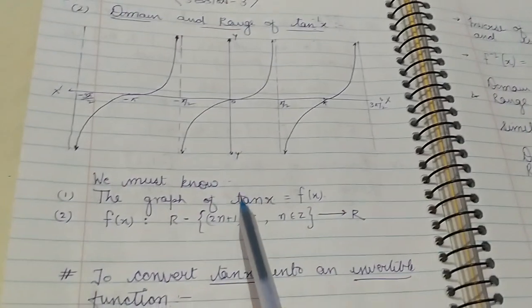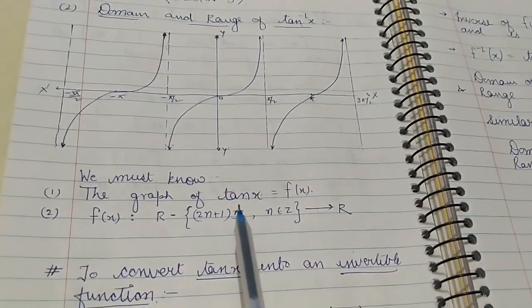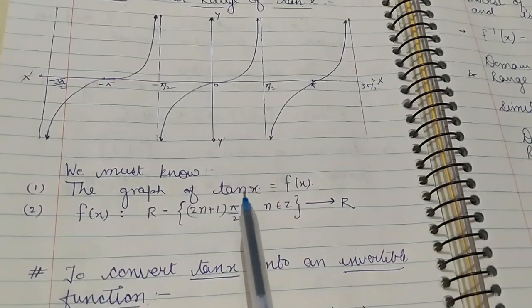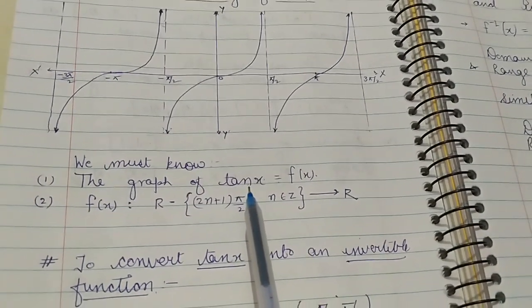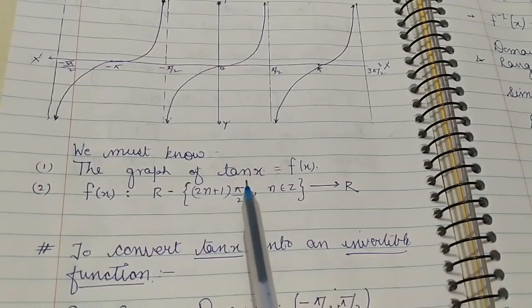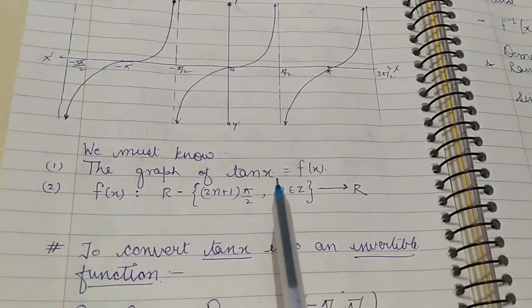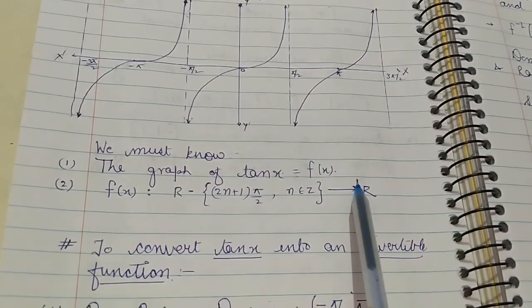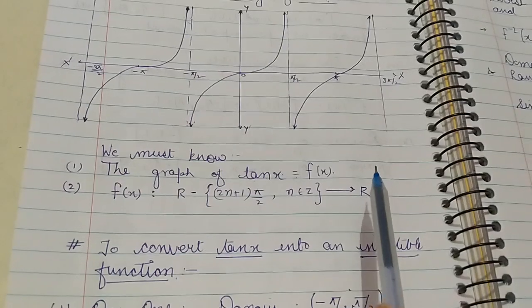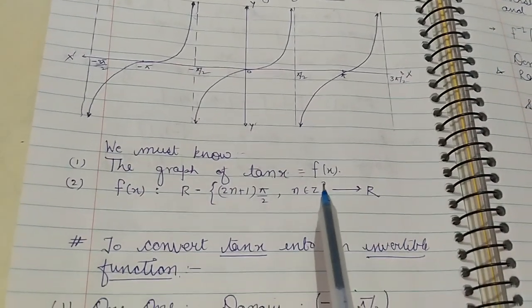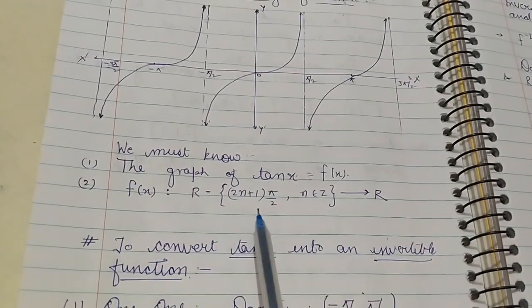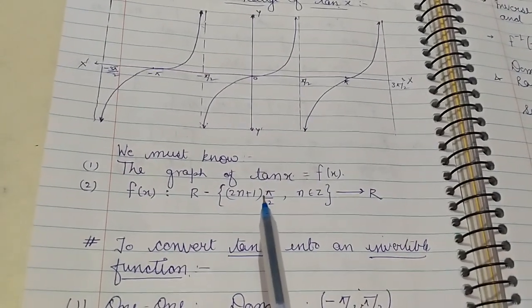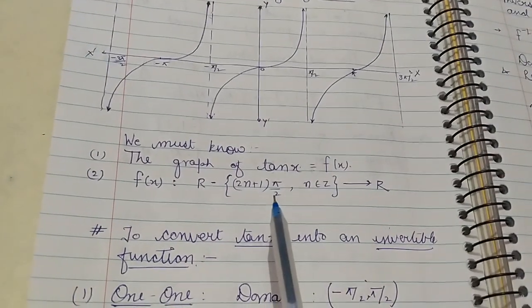Now we want to convert this function into a bijective function, and we know that a function is said to be bijective if it is one-one and onto. It is already an onto function. Now we shall restrict the domain of this function in such a way that it becomes a one-one function.